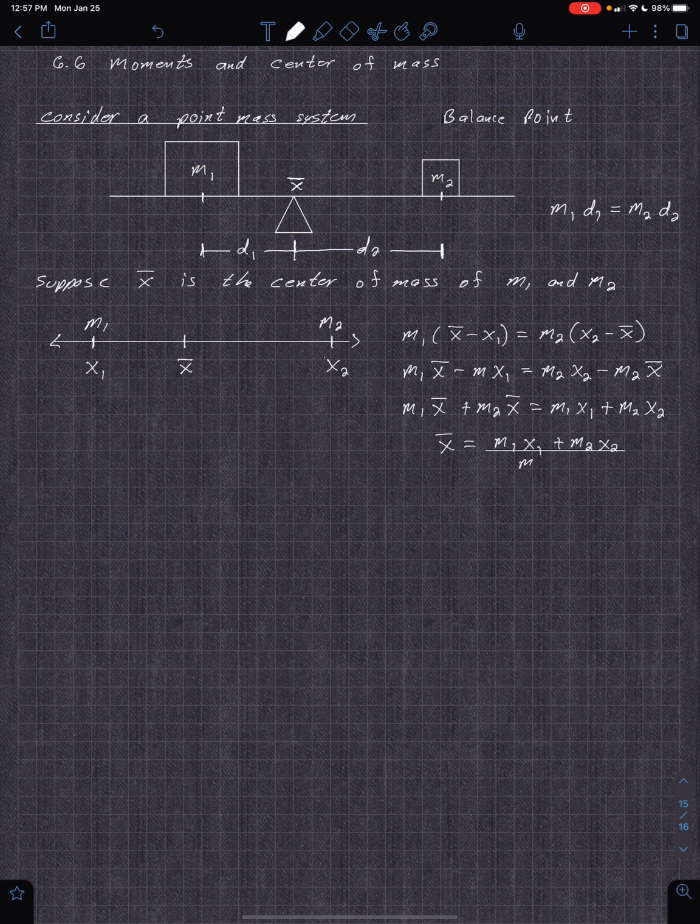So you basically will end up dividing by the sum of the masses in each of these cases. So if we knew the position of each of the masses and we knew the mass of each, then you just add them up and then divide by the mass. So this sum here and here is what we call the moment. Okay, and I'll define that.